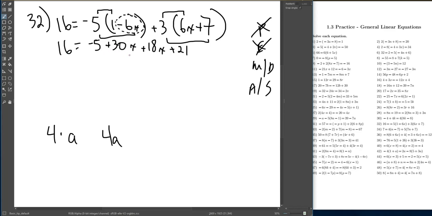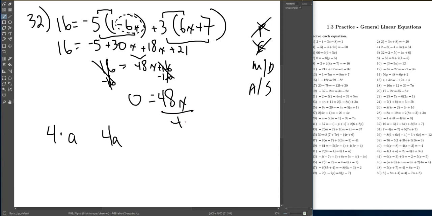Well, let's combine like terms. I get a nice fat 48x and minus 5 plus 21. Well, I get 16, right? 16 equals 16. So, what do we got here? Well, we have to do minus 16 here, minus 16 here, and that will cancel out. We have 48x equals 0. We have to get rid of this 48, so we'll divide both sides by 48, and 0 over anything is 0, so x equals 0. That's a trick question, but x equals 0.